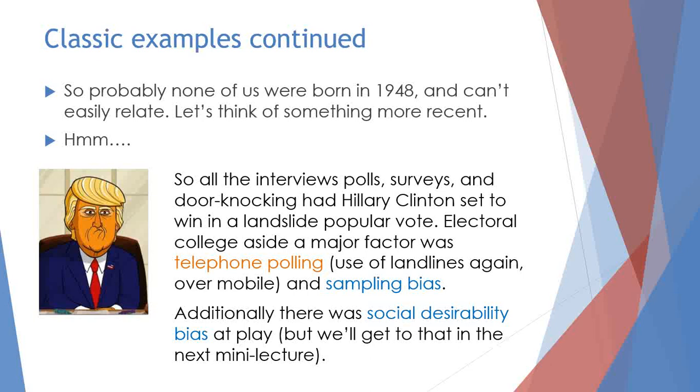Now, if we put aside issues of the Electoral College, a major factor was telephone polling. Again, use of landlines. A lot of people didn't have landlines. They'd gone to mobile, so the younger demographic didn't get polled as much. And there was also some sampling bias there. I suspect as well, and this is one of the arguments that's been made, there was social desirability bias at play. But we've covered that in the previous lecture. So social desirability: people didn't want to admit to voting for Trump.